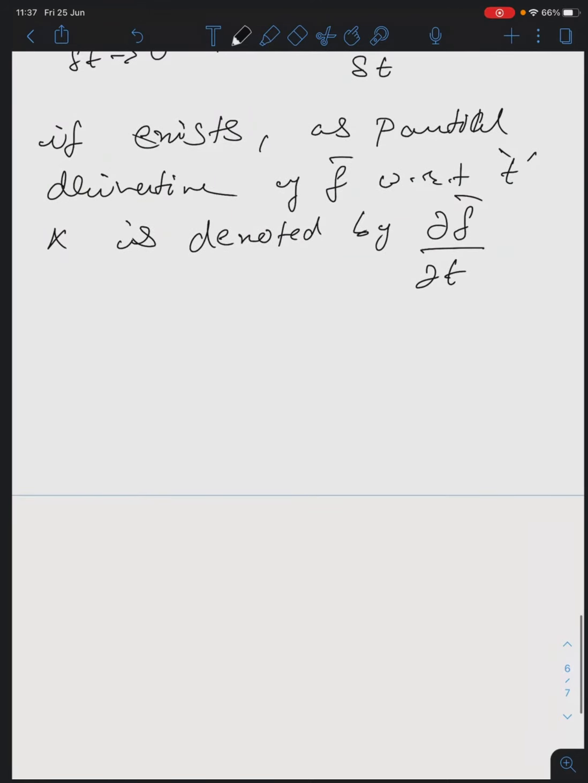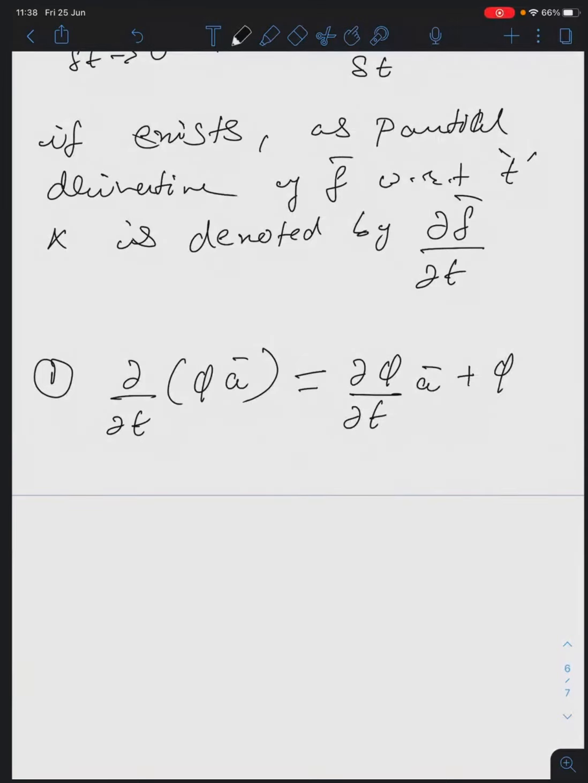Now again, with respect to these partial derivatives, you have some properties. That is dou by dou t of phi a bar. Here phi is a scalar function, a bar is a vector function. Then the result will be dou phi by dou t a bar plus phi dou a bar by dou t. Now phi is a scalar function, means this phi also will be in terms of p, q and t, and a bar is also in terms of p, q and t. But a bar is a vector, phi is a scalar.